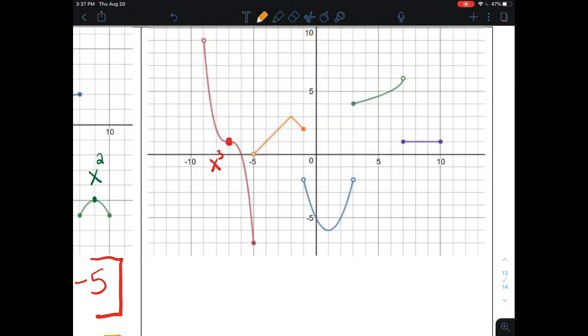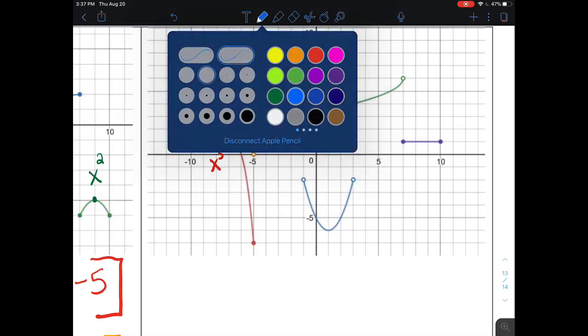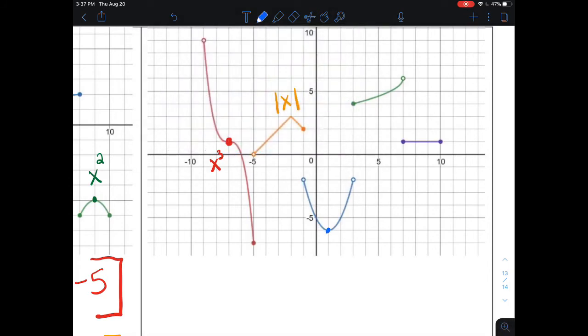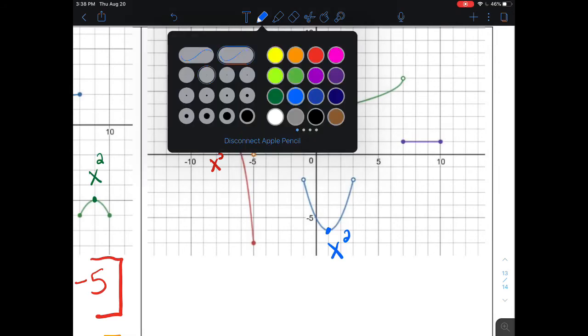The next function we get to there in orange is the absolute value. Absolute value indicated, you get to see the pointed part, the elbow, and it looks like the V. In this case, it's just turned down. The next function we get to is the squaring function, so x squared, and we identify the transformations of x squared based on where the vertex is.